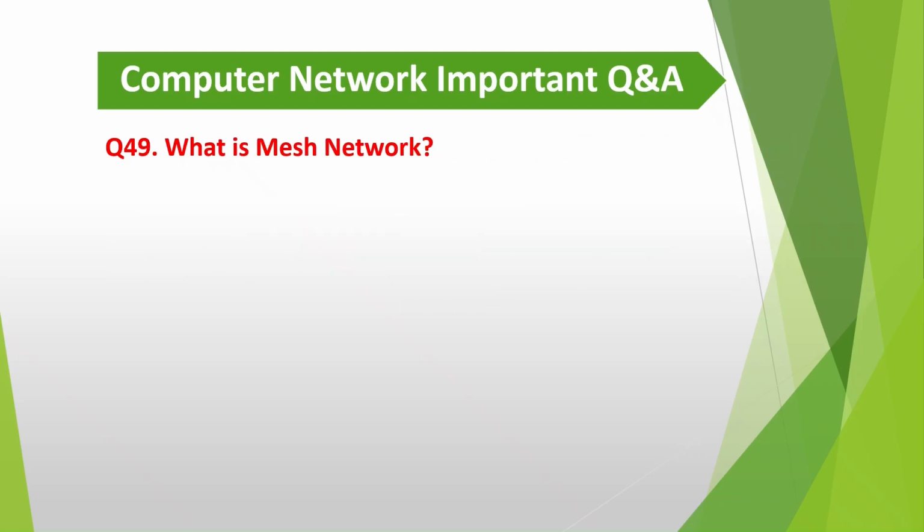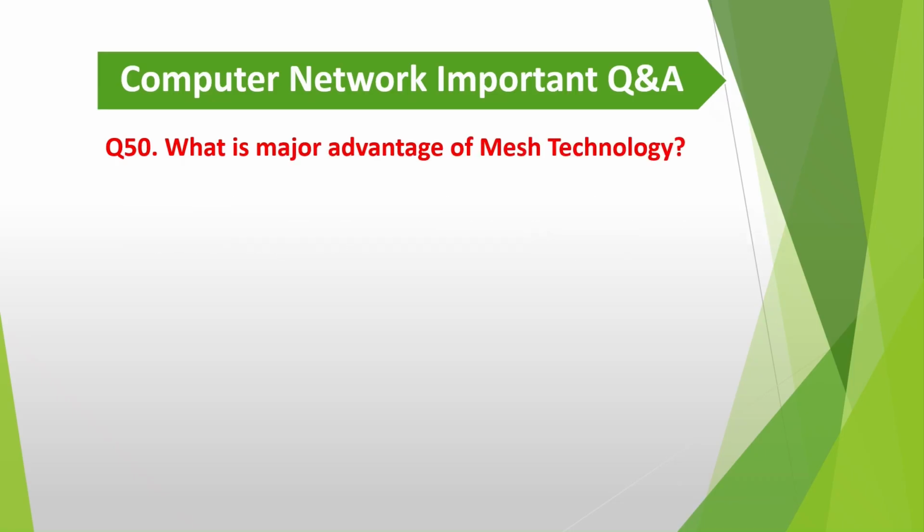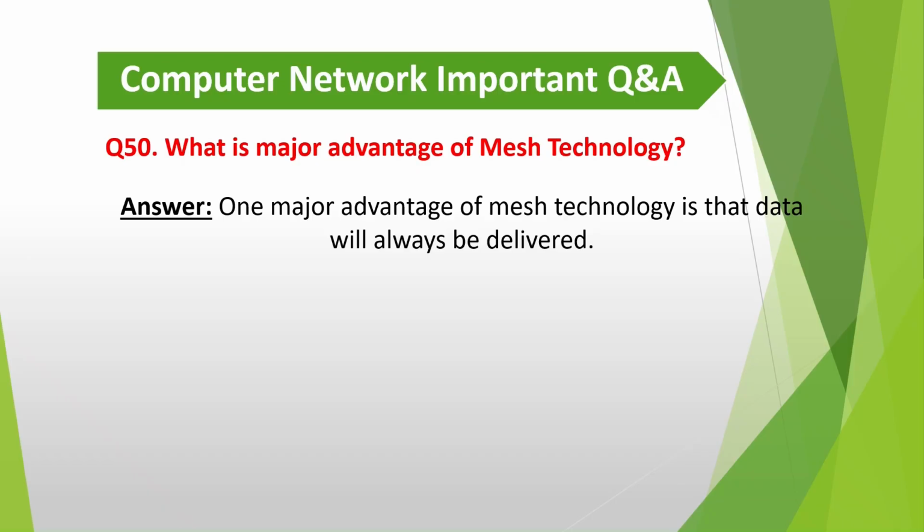Question 49. What is mesh network? Answer. A network in which there are multiple network links between computers to provide multiple paths for data travel. Question 50. What is major advantage of mesh technology? Answer. One major advantage of mesh technology is that data will always be delivered.